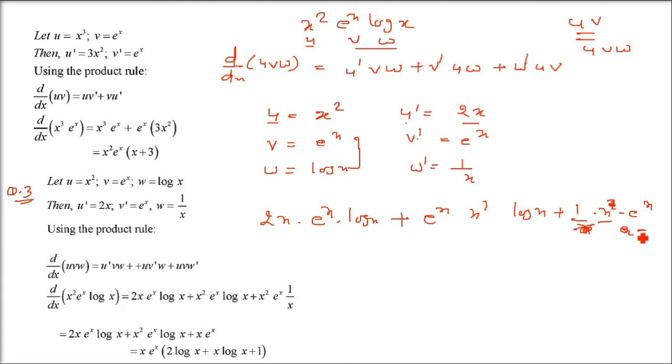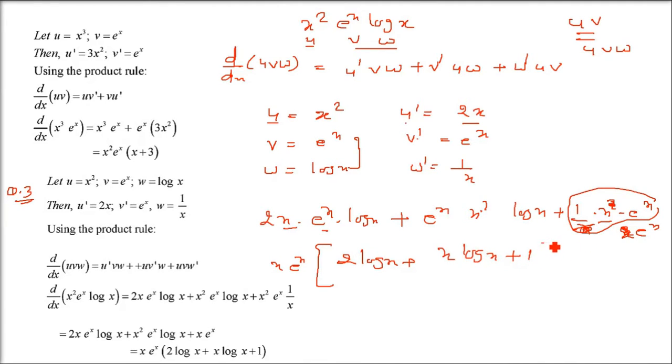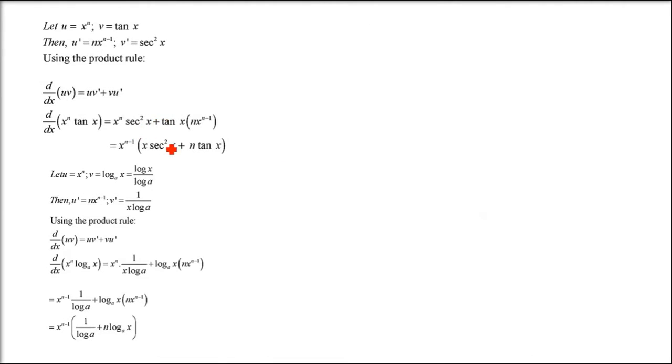So this is x e raise x, and you see x e raise x is common everywhere in all the three terms of this expression. So x e raise x we will take outside. So what do you get? 2 log x inside. Then we have x log x, and then here we have taken only 1. Okay. So this is the question, and then we have question number 4.